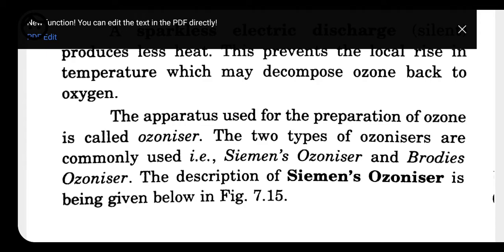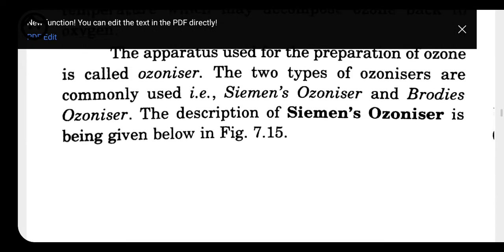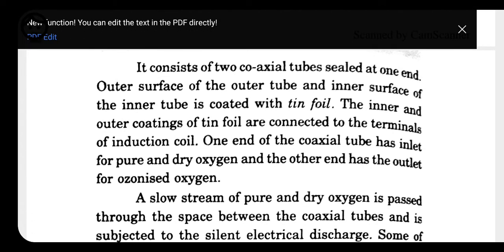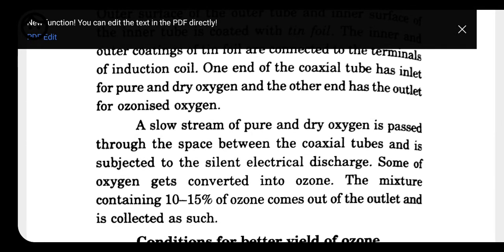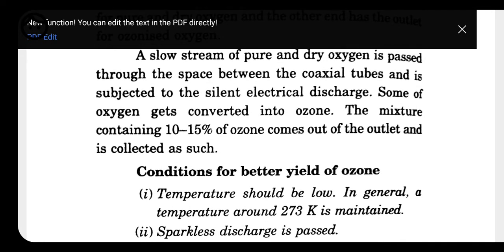The apparatus used for the preparation of ozone is called an ozonizer. Two types of ozonizer are commonly used, that is Siemens ozonizer or Brodie's ozonizer. The structure of these is also given, but that is not needed to know. This is the only method of preparation of ozone.